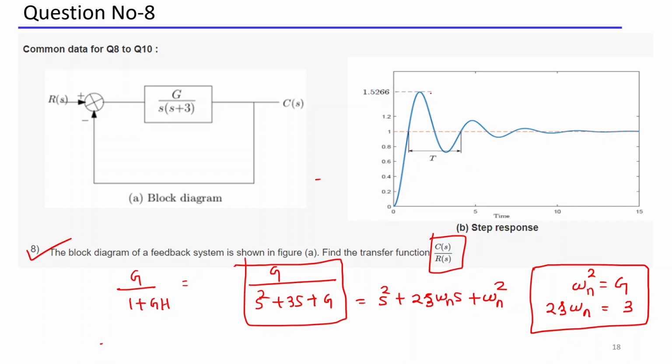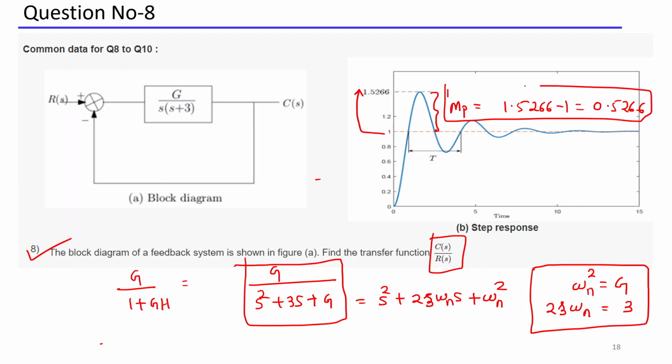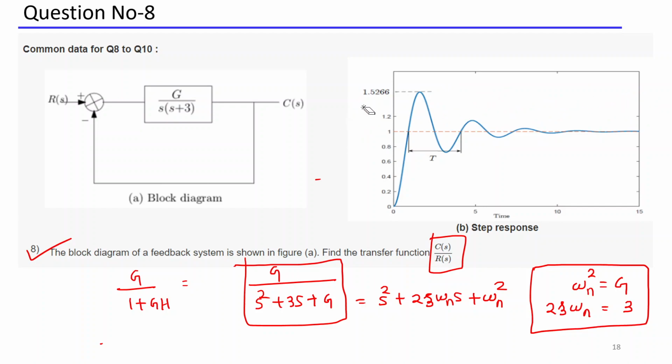Next, what is the peak overshoot? You just see from this graph. What is the peak overshoot MP? Unity feedback is given, right? So unity feedback is given, from 1 to this distance is how much? 1.5266 minus 1, it means 0.5266 is your peak overshoot, not percentage, only your peak overshoot. MP is just the difference, 1.5266 minus 1, which will be 0.5266. This is your MP. You got my point, sir?